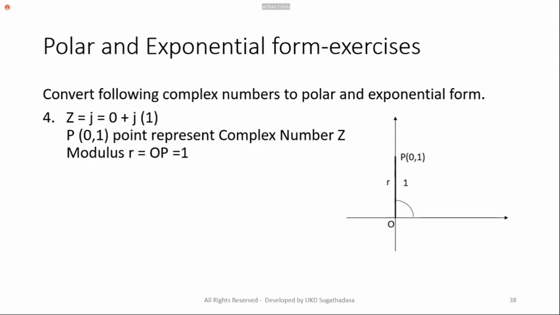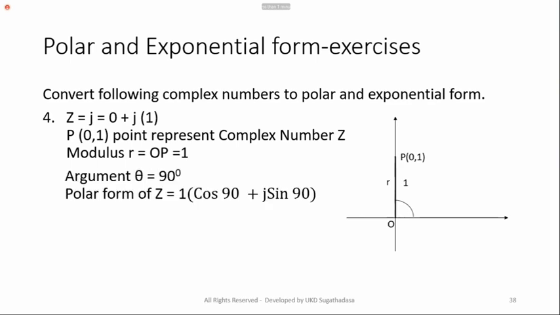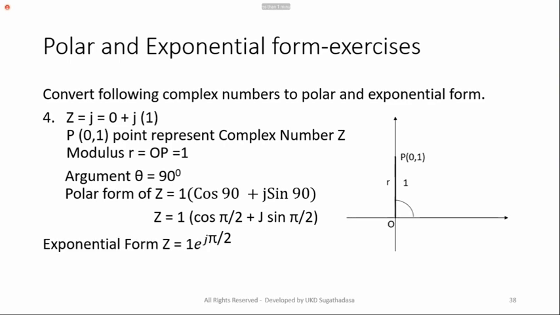Now, what is the point? 0, comma 1. x is 0, y is 1. See the point? x equals 0, y equals 1. Modular value is 1. Theta is pi by 2. Very simple. Modular value 1, pi by 2. The complex number in argument exponential form is 1 e^(jπ/2).